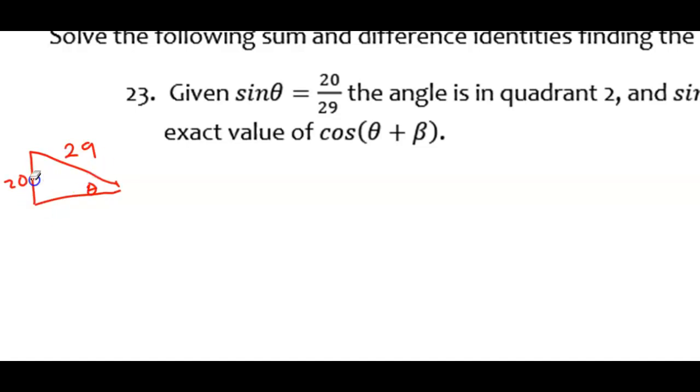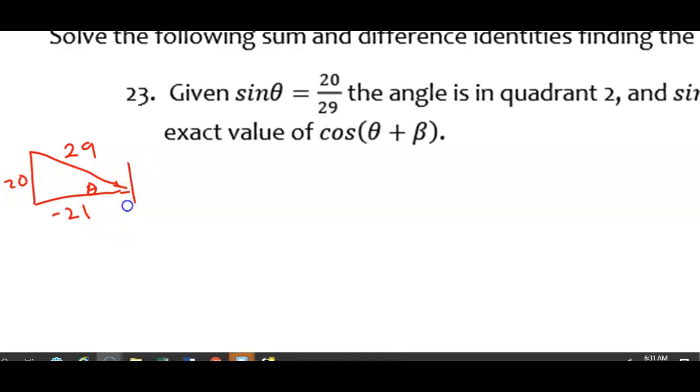So Pythagorean theorem, negative 21. I'm just going to go ahead and do that out. How did I get that? 29 squared minus 20 squared gives me 441. The square root of 441 is 21 and negative 21. But because this is on the left side in quadrant 2, that's a negative.